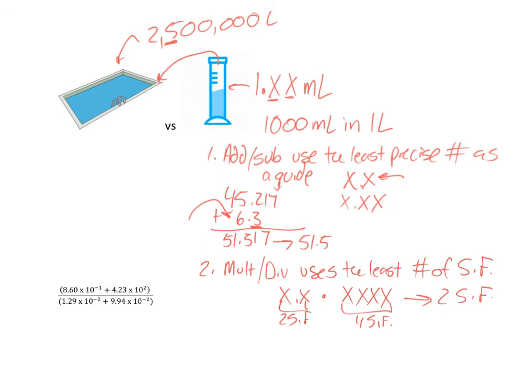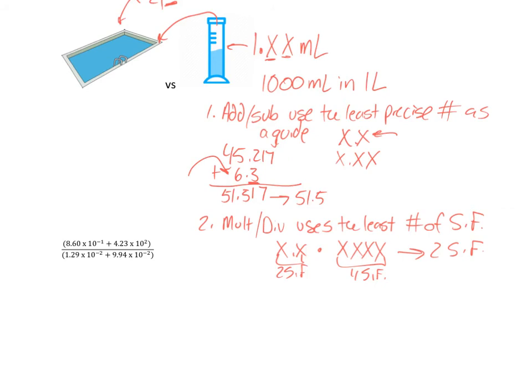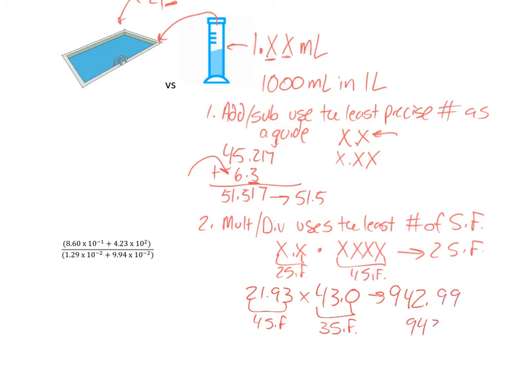Again, you have to be careful whenever you're punching this into the calculator, because if you're not careful, you'll report more digits than you should. So if I take 21.93 and I multiply it by 43.0, this has 4 sig figs, this has 3 sig figs. I should report it to 3 sig figs. My calculator gives me 942.99. So my final answer will be 943.